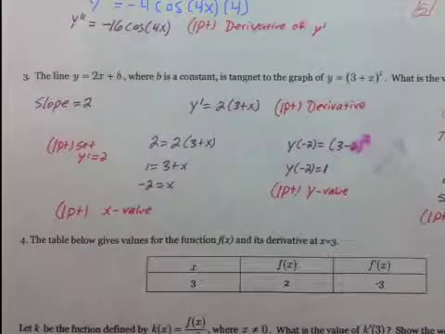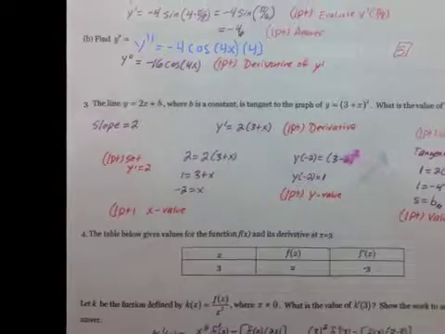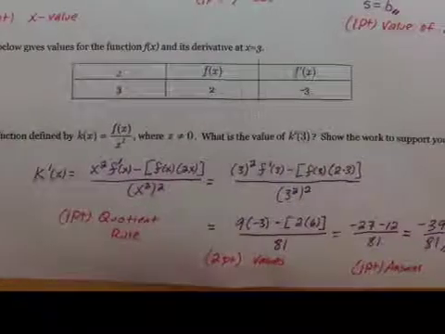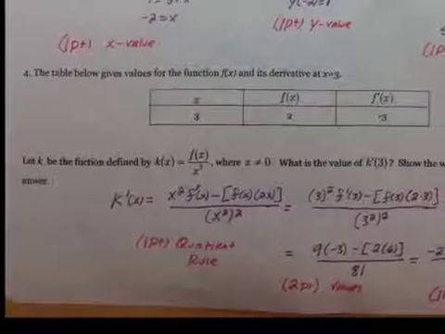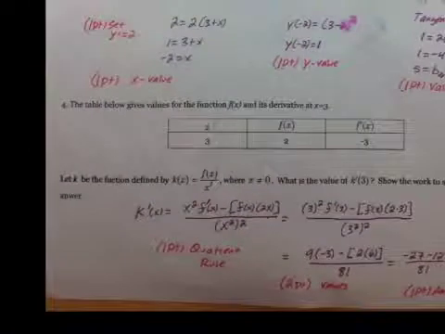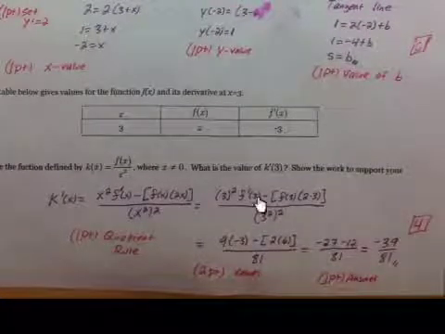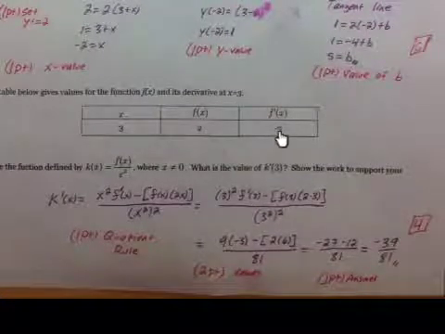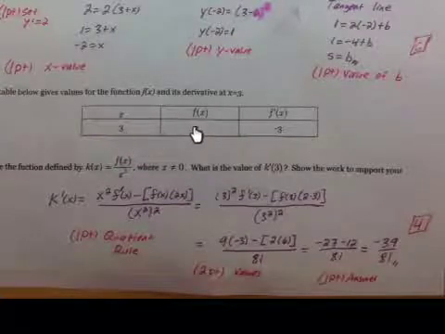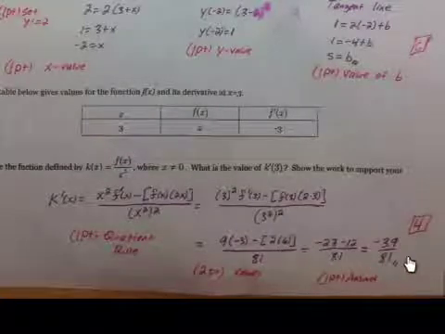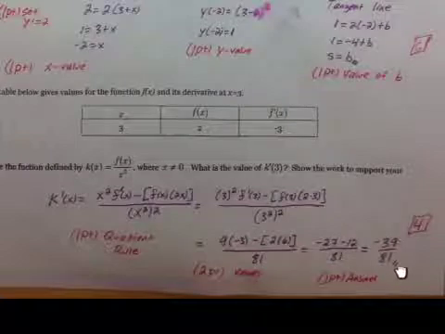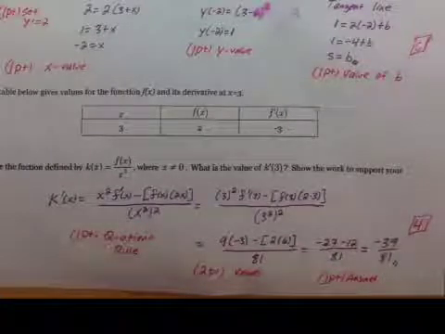I already went over number 3, so you can look back at the previous video or earlier in the video. Number 4, you do the quotient rule. You get the values from the table. F prime of 3 is given to you as negative 3, and then f of 3 is given to you as 2. You can simplify this and reduce if you want to, or leave it like that, and it's going to be correct.